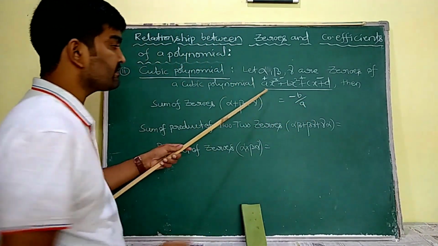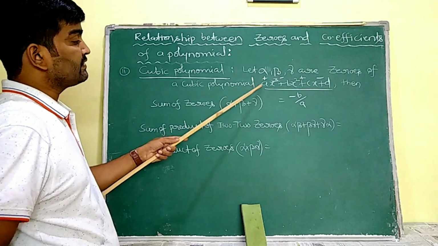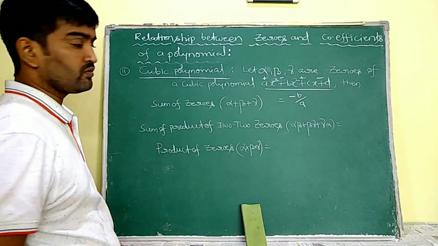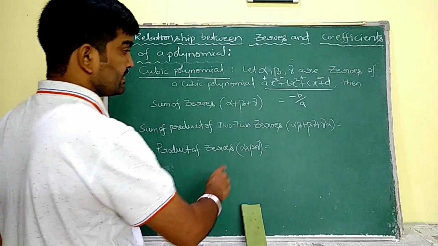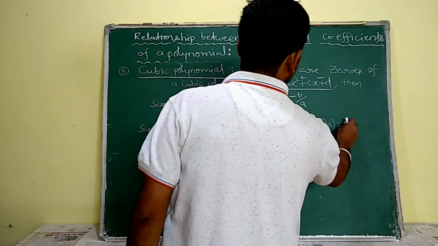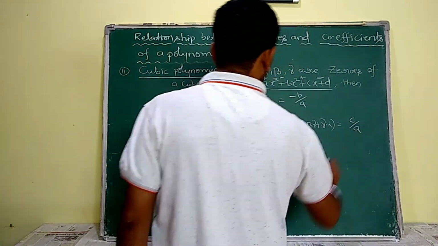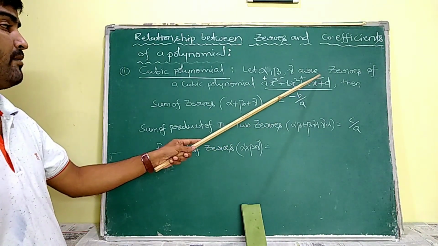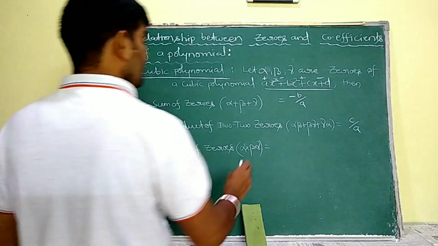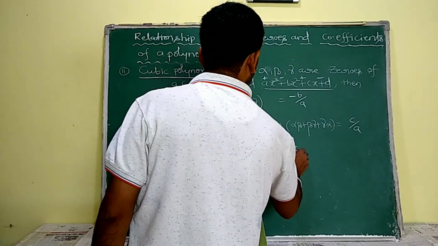Why are we leaving this term? The first term is a, which divides each and every term, so that is why. So the sum of the product of two zeros at a time is plus of plus c, that is c by a, and product of zeros alpha beta gamma is equal to minus into plus, minus d by a.